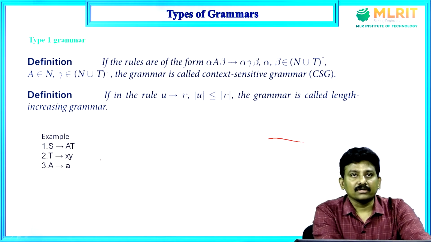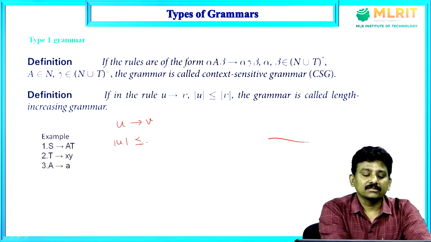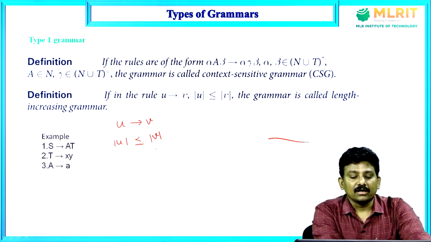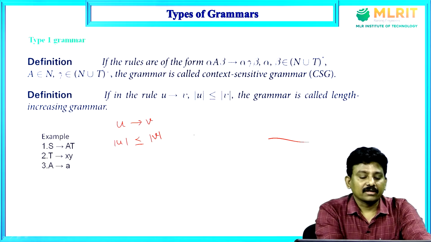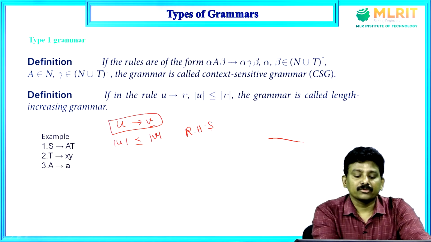Next, type 1 grammar. In type 1 grammar, the rules will be in the form U derives V, and the length of U should be less than or equal to the length of V. One more important thing is that the right hand side of the production should not contain epsilon.